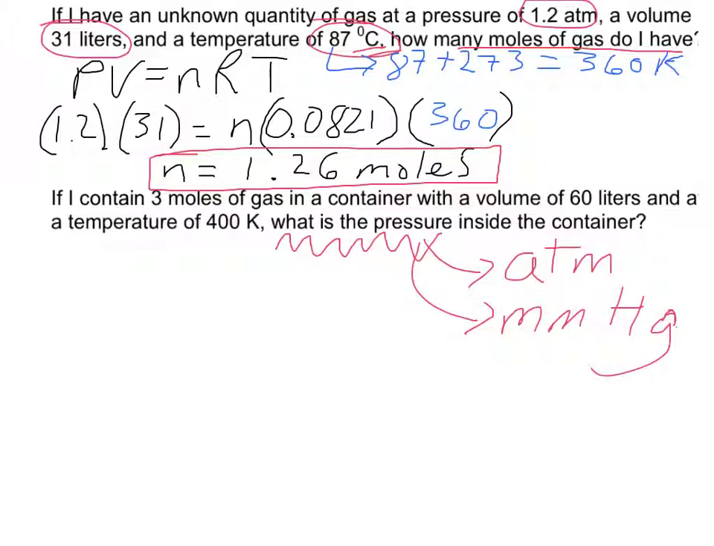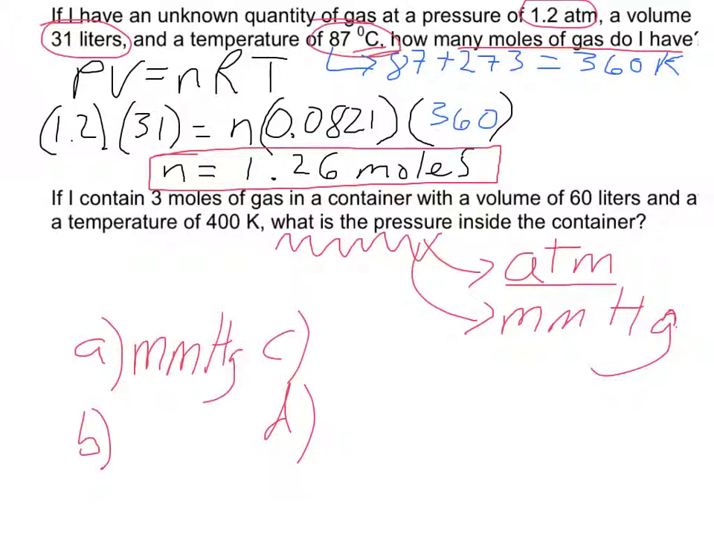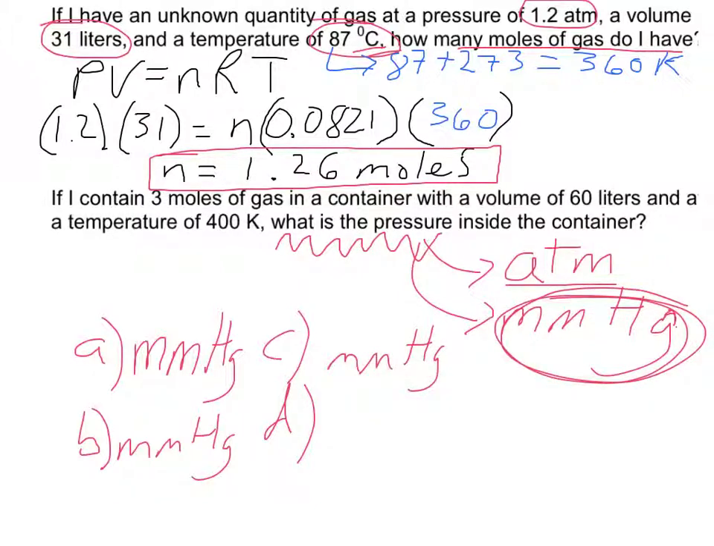On a multiple choice test, you would need to look at your answer choices. If you see that all the answer choices are in atmospheres, then you should do the math there. So before you actually solve the problem, examine your answer choices for A, B, C, and D, because on your tests, there's going to be one unit that is given. If all your answer choices are in millimeters of Hg, then you want to pick the R that matches the units of your choices.